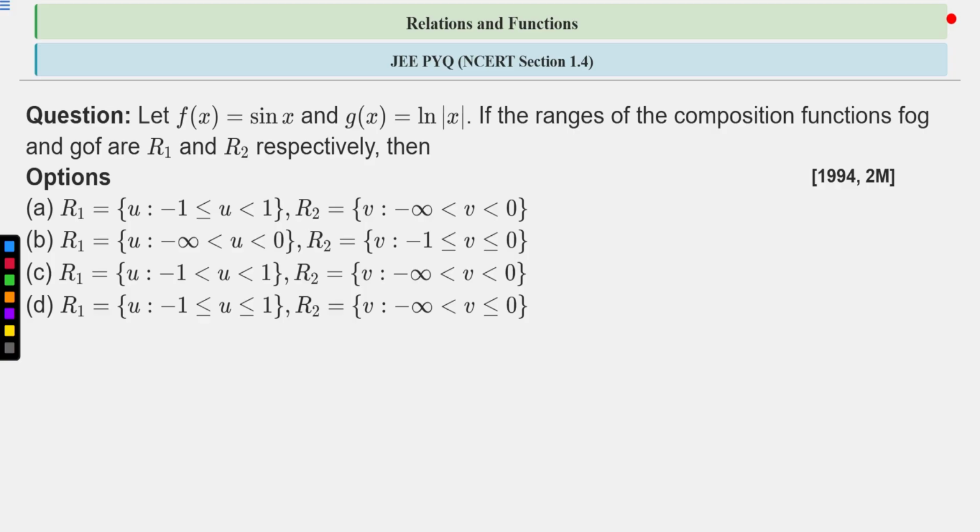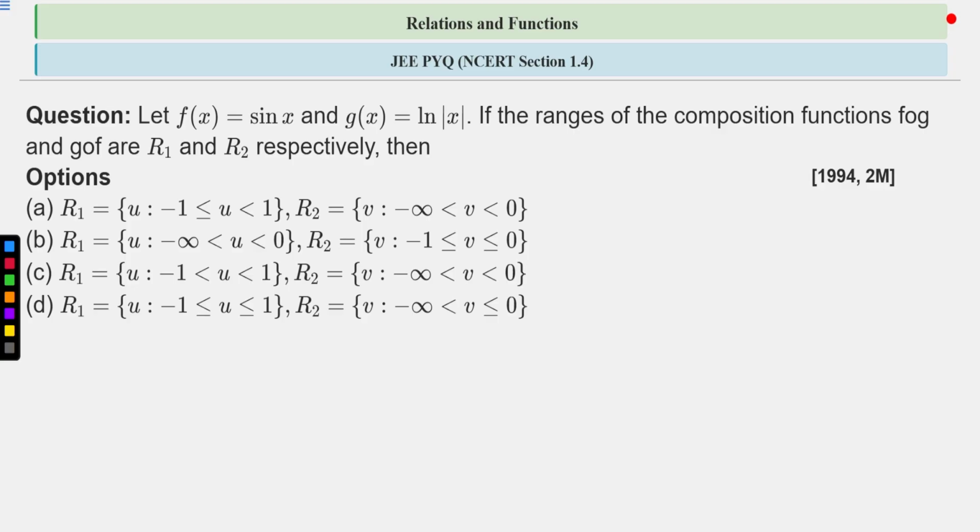Option C is R1 is equal to u such that u is from minus 1 to 1, R2 is equal to v such that v is from minus infinity to 0. And option D is R1 is equal to u such that u is from minus 1 to 1, and R2 is equal to v such that v is from minus infinity to 0, right?